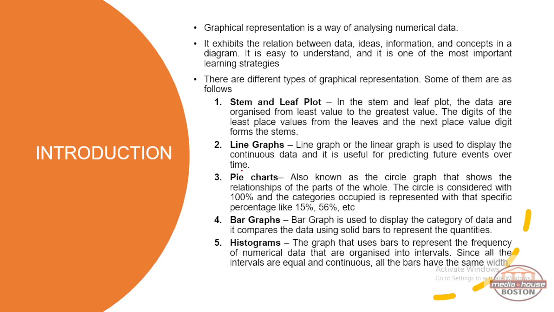And then we've got your bar graph, which is used to display categories of data to compare, and it uses solid bars the same way as the histogram. The histogram also uses solid bars, but it uses bars to represent the frequency of numerical data. So the difference between the bar graph and the histogram is that one shows the frequency, the other shows the category of data.